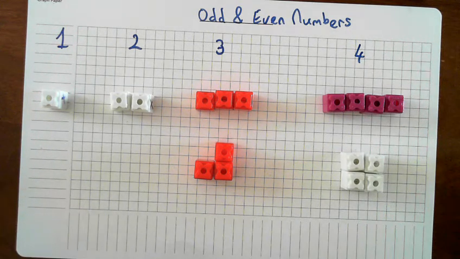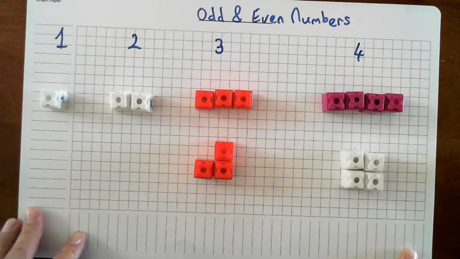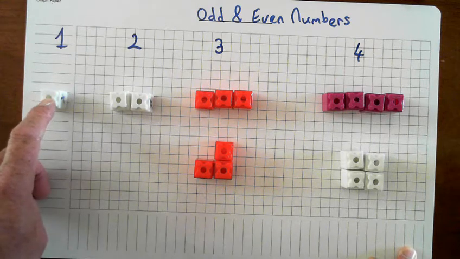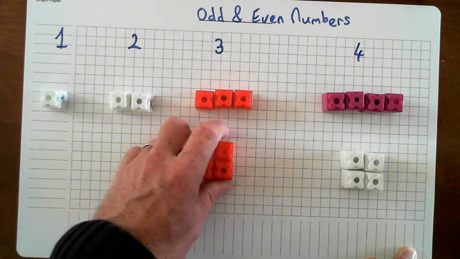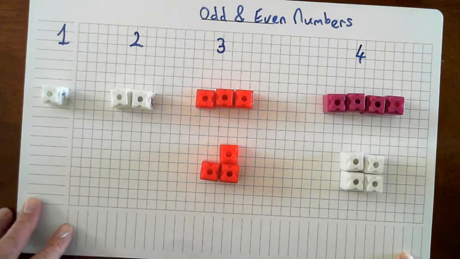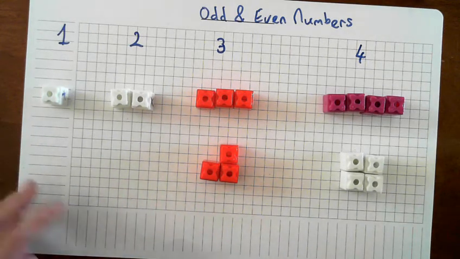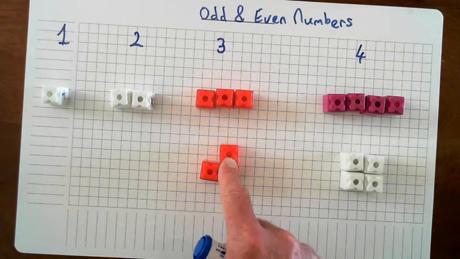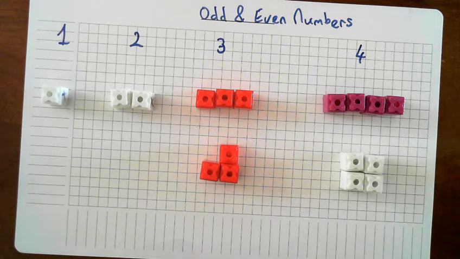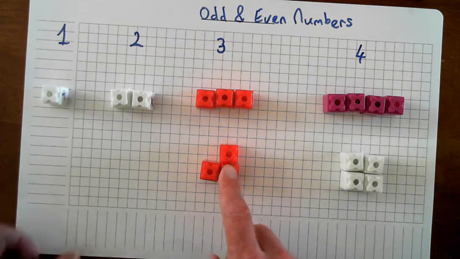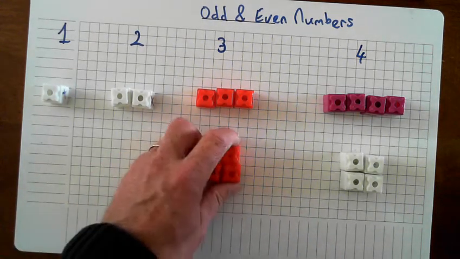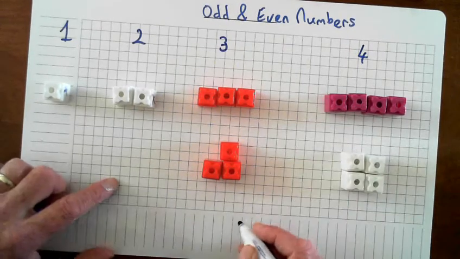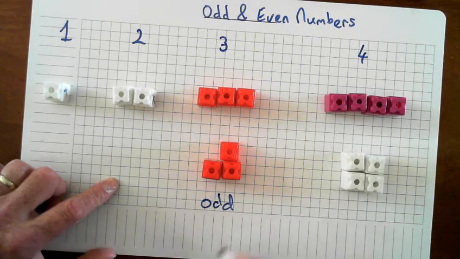Okay, so we said which numbers are odd? Well, we know the number 1 is odd. And how did we identify which ones were odd from then on? What did we say? If a part was sticking out. Yeah, if there are any sticky bits. So this one, number 3, has a sticky bit, a bit sticking out. So 3 is an odd number.